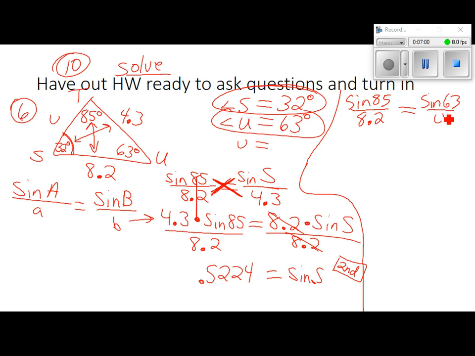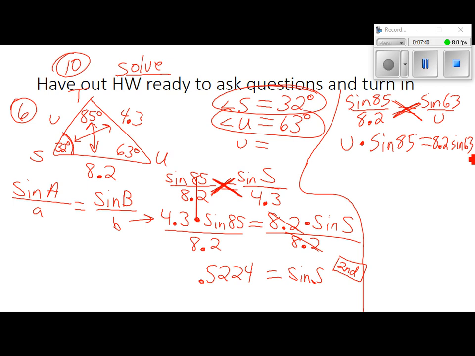I'm trying to make it as short as possible by doing the calculator stuff here, but some things you just have to write down. When we cross multiply this way, you just say u times sine of 85 equals, what do you get when you cross multiply that way? Just write it down. Don't do it on your calculator, just sine 63 times, or 8.2 times, remember, you want the number out front, so 8.2 times the sine of 63. Which side's the variable one? Left.